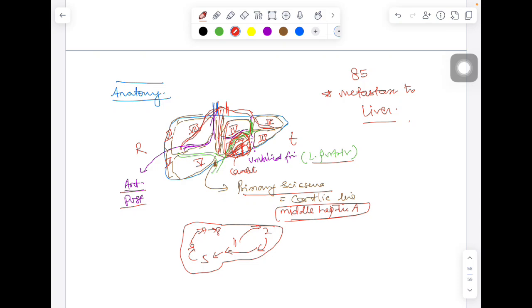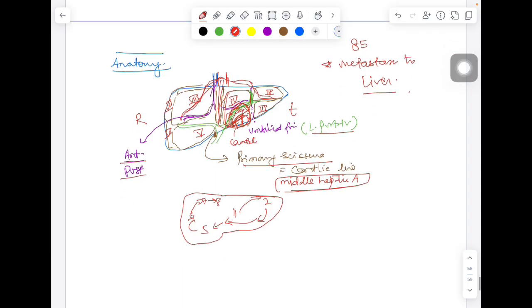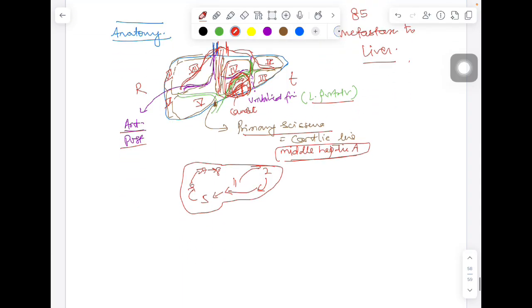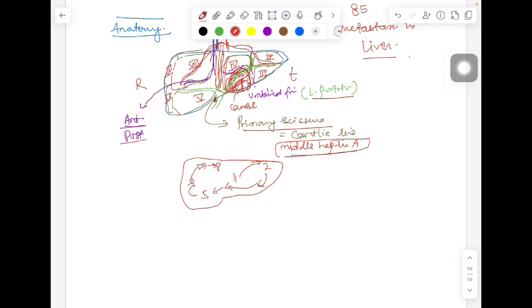Now why is it important? Because we have to dissect the metastatic lesion, so we have to follow the anatomy of the liver. Each lobe is supplied by one part of the arterial and venous supply and portal vein. So we need to know the majority of this part. Now how is this working? How is the liver working?